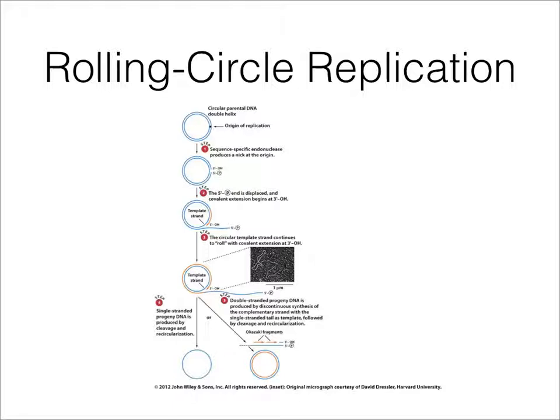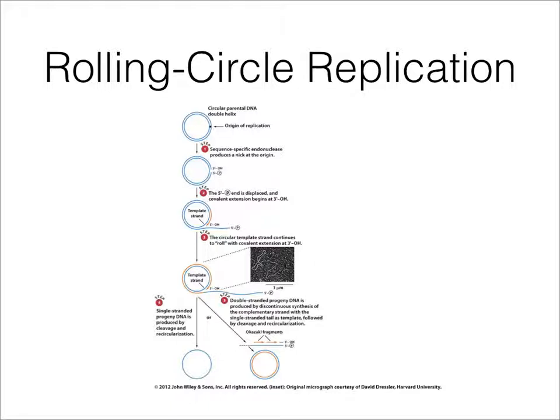There's one other type of DNA replication that is done in prokaryotes. Some prokaryotes, most, have small circular DNAs called plasmids. They're much, much smaller than your normal chromosome. And they're replicated in a different way. They're replicated through what's called rolling circle replication.